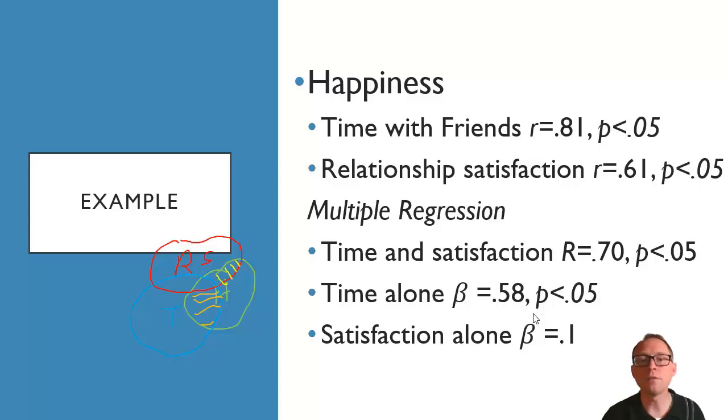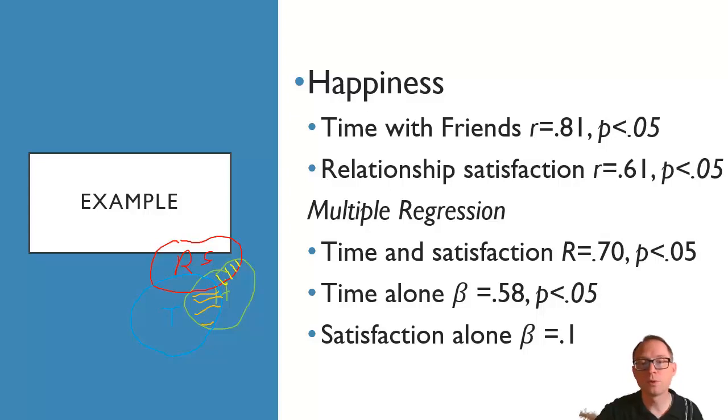What that's saying is that even though the bivariate correlation was significant, when we statistically take out the influence of relationship satisfaction, time alone has a significant influence on your happiness. But relationship satisfaction does not. See that yellow part that I've put in right here, and it's not being overlapped right there? We've taken that part out. Statistically, we take that part out. And when we do, we find that relationship satisfaction really doesn't have a significant effect.